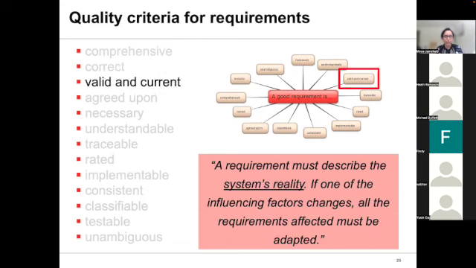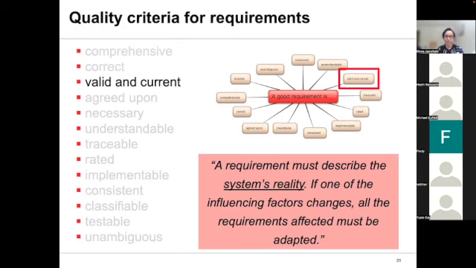Okay, quality criteria for requirements, the next one we are going to talk about is that a requirement has to be valid and current. So it is possible, if you're gathering requirements and you have taken over a project, that it spans over 2 to 3 years.